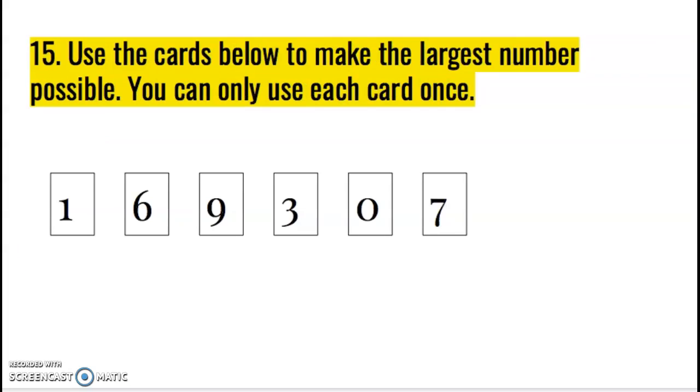And then the final question that I've got on this lesson is they're going to use the cards below to make the largest number that they possibly can. Once this is converted into something compatible with the smartboard, they will be able to move these cards around. Right now they're jumbled up, and this obviously is not the correct answer. So they're going to shuffle these cards around to make the largest number that they can.